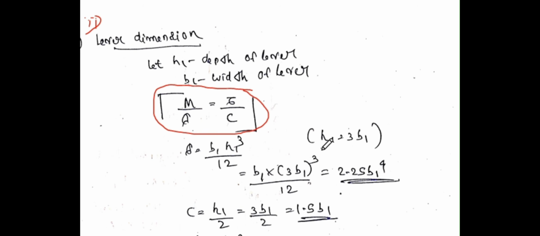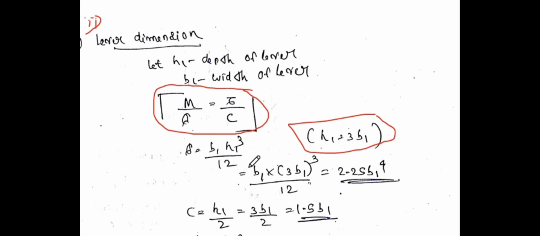You don't know the value of h, and the relation between h and b we don't know, but we assume h1 to be 3b1. This is a general convention. If the data is inadequate in the question, you have to assume h1 is equal to 3b1. The moment of inertia will be 2.25 b1 raised to 4.